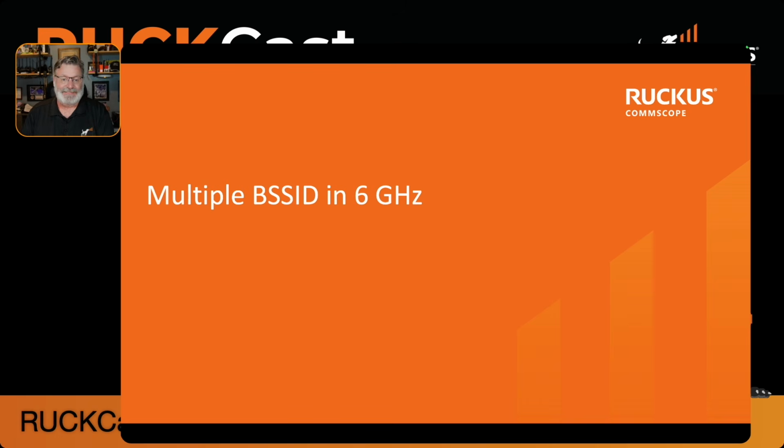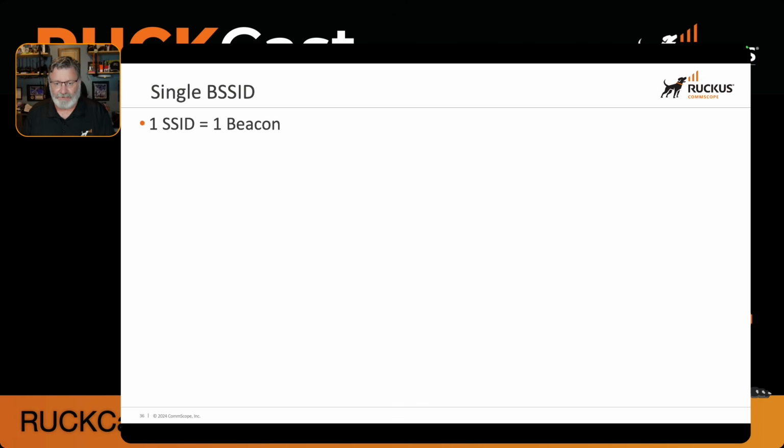Multiple BSSIDs in 6 gigahertz. It's also known as MBSSID, but it's really multiple BSSID. If you don't know what a BSSID is, that's a basic service set identifier. So let's talk about it this way. We're going to go back and think about 2.4 and 5 gigahertz. If you had one SSID, you'd have one beacon. Pretty simple, right? Now, if you had 3 SSIDs per radio, then you would have 3 beacons.